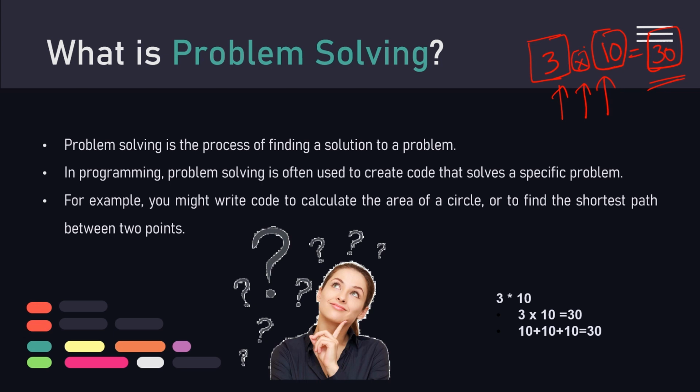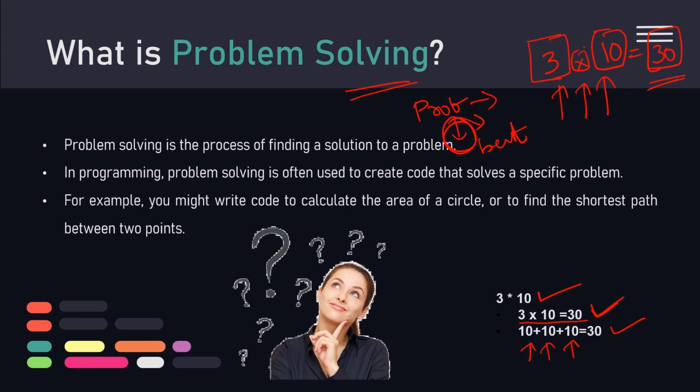For this problem, we have different ways to solve. See, for 3 into 10, we can multiply directly. We can do 3 into 10 equal to 30. Else, we can do 3 times adding of 10. There are 2 ways to get 30. Which solution will you choose? This is the thing which is going to happen in problem solving. For a given problem, you will try multiple solutions and you will select the best one. Okay, you will take the best one or the one you are familiar with.